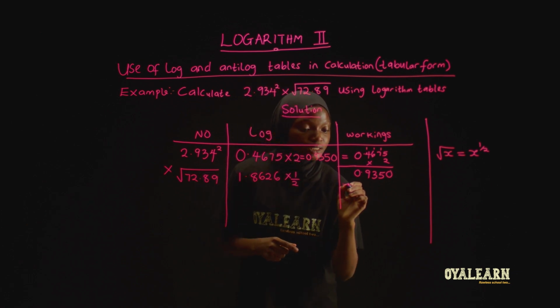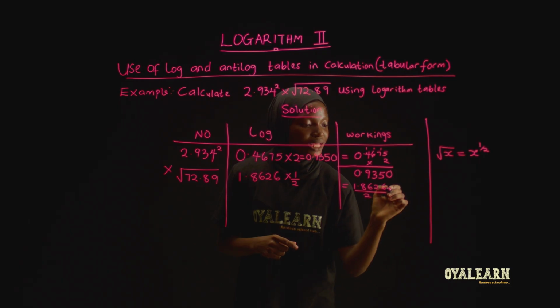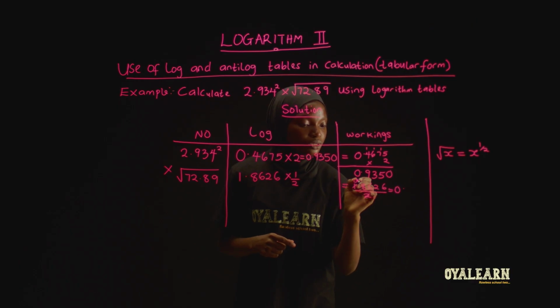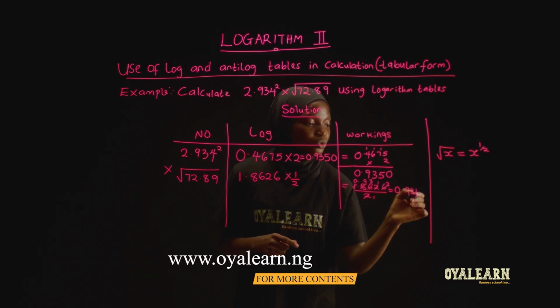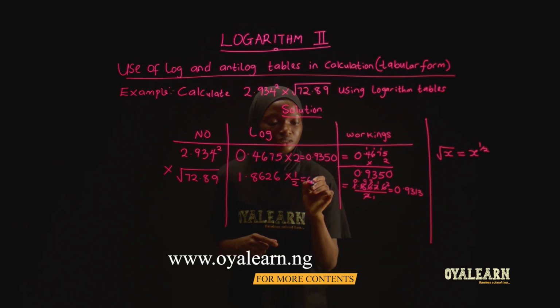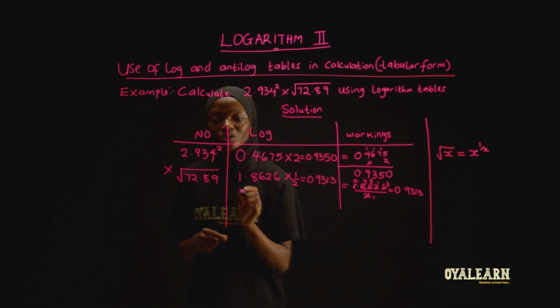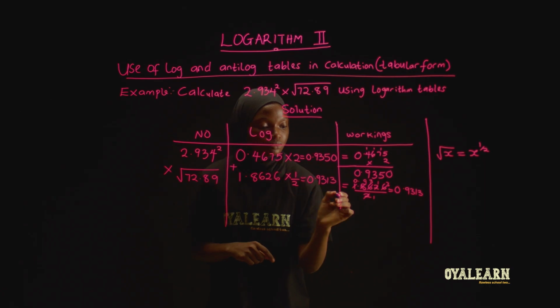So let's do the workings here. We have 1.8626 divided by 2, and that gives 0. 2 goes in 1, 0 remainder 1. Then here we have 18, 2 goes in 18, 9, 2 goes in 6, 3, 2 goes in 2, 1, 2 goes in 6, 3, 9313. So we write it here, 0.9313.